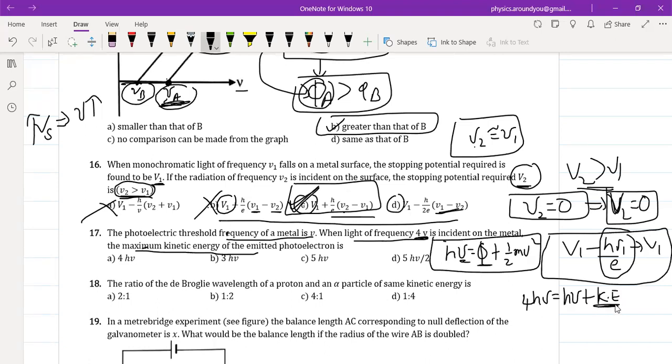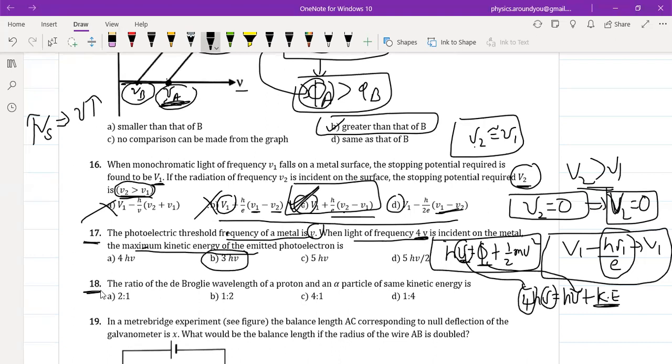So what would be Ke in terms of h nu? Kinetic energy will be 3 h nu. Take this h nu to the left hand side: 4 h nu minus h nu becomes 3 h nu. The 17th one goes with P. The trick here is the frequency of incident radiation is 4 times nu, and threshold energy is h nu naught, where nu naught is given as threshold frequency. So 4 h nu equal to h nu plus Ke. Ke becomes 3 h nu. Well, that is about the 17th question.